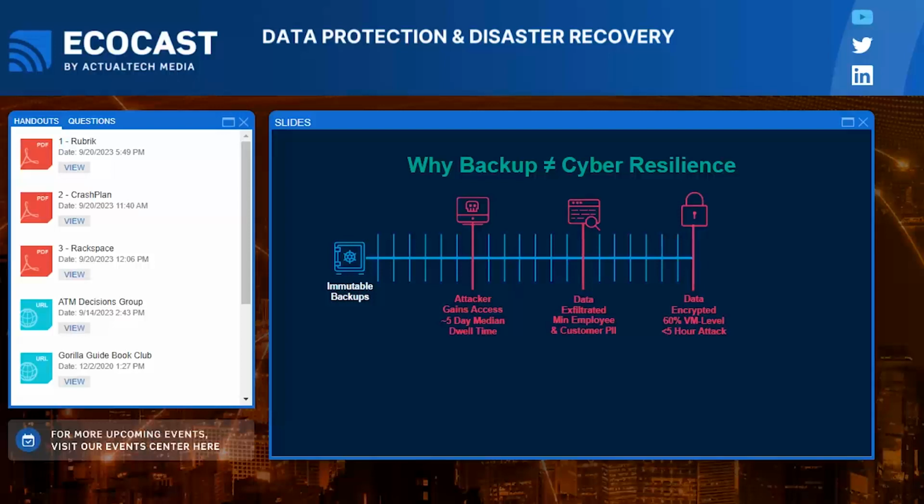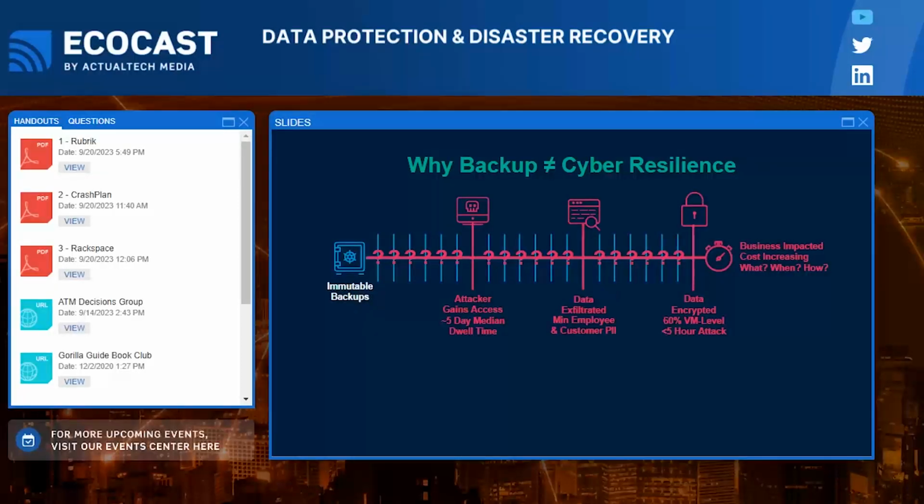And then once they go through all that, they encrypt the data. It takes less than five hours to encrypt all the data they have access to. Usually it's over a weekend or a holiday, so you don't really know about it right away. The clock is ticking, and the business impact is increasing.